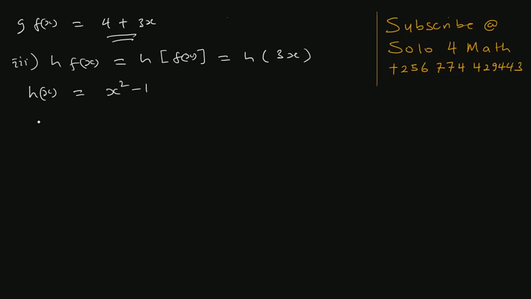So if you want to get h(3x), which is this, okay, they are equivalent, then this 3x is taking a position of x in this function. So where there is x, we put 3x. So we have 3x squared minus 1, which we can write like this, a difference of two squares. You can set the same as 3x plus 1 into 3x minus 1.